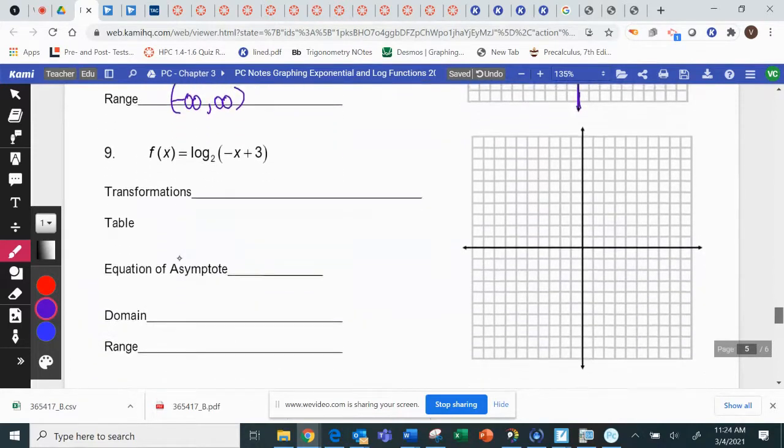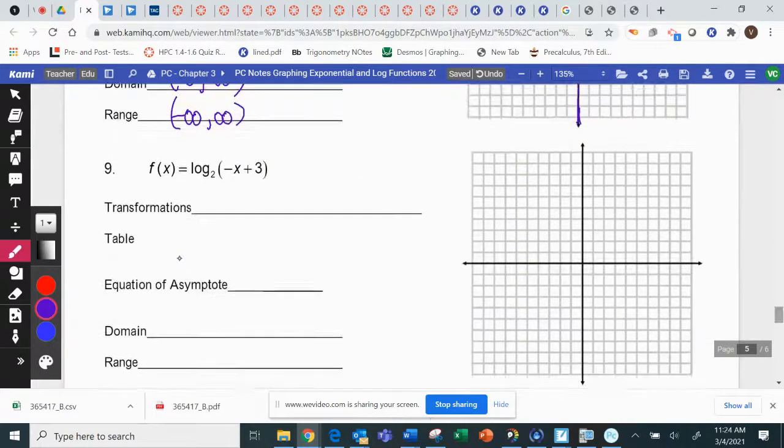All right, so the next one has some transformations. And I'm just going to throw a hard one out right now. It's not hard, but the hardest kind. Transformations. What transformations do we have? Okay, so you're partially correct. It is a reflection in the y-axis.